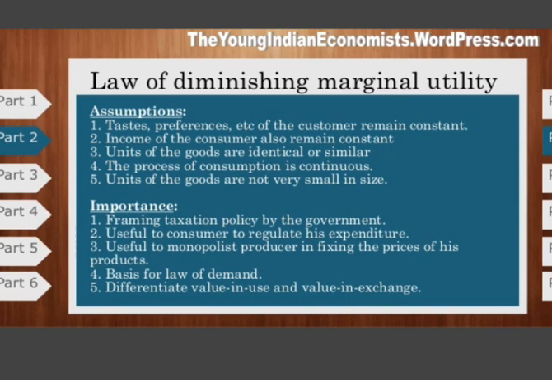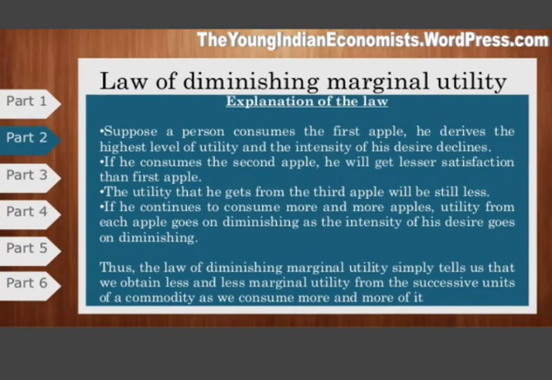Now we move on, I think we still have more on the law of marginal utility, and that's further explanation of the law. Here we are using the example of an apple. We are looking at the case of a consumer consuming a particular commodity, which in this case is apple. Now the first apple the consumer takes gives him a higher level of utility. So as he takes more apples, the utility he gets reduces with each additional apple that he takes. So as he's consuming more apples, his utility is diminishing, is falling.